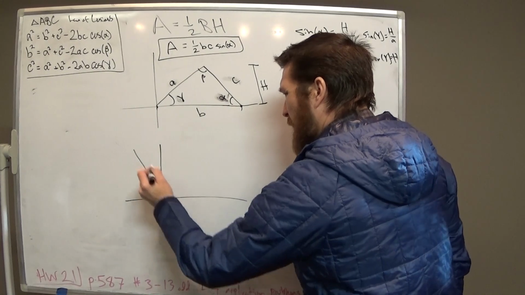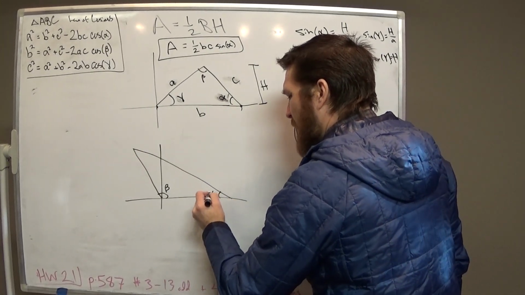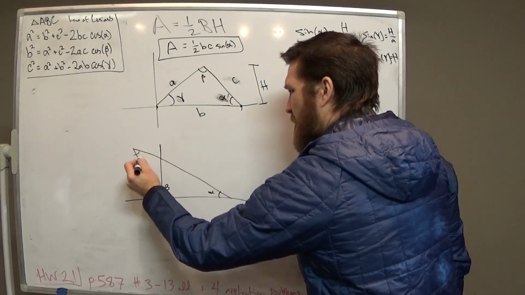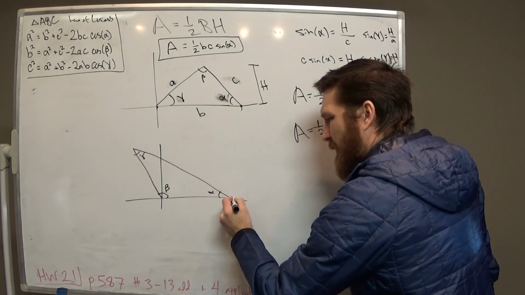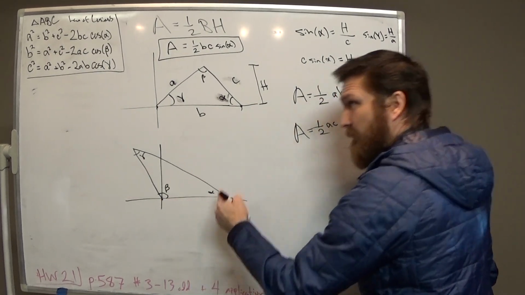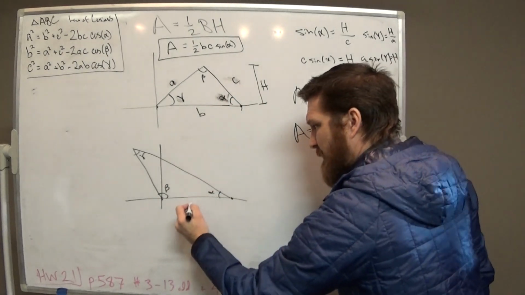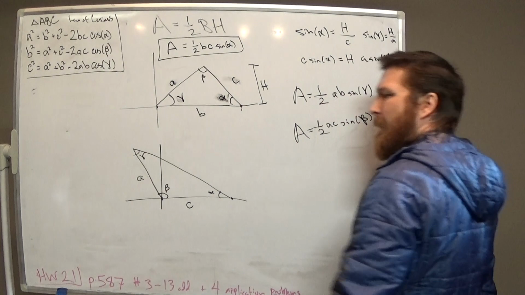There's beta. And now we'll call this one, say, alpha. And we'll call this one, say, gamma. Gamma makes that length right here, from here to here, C. Right? Gamma's opposite from C. Alpha is opposite from A.